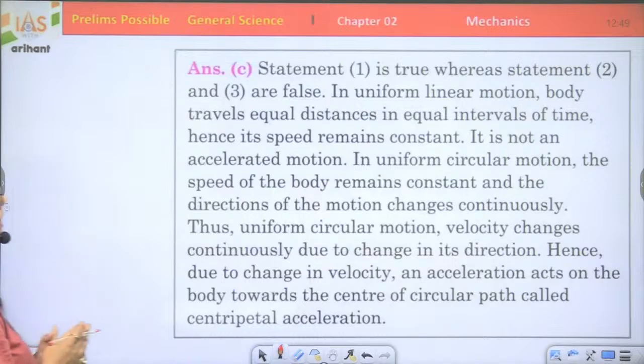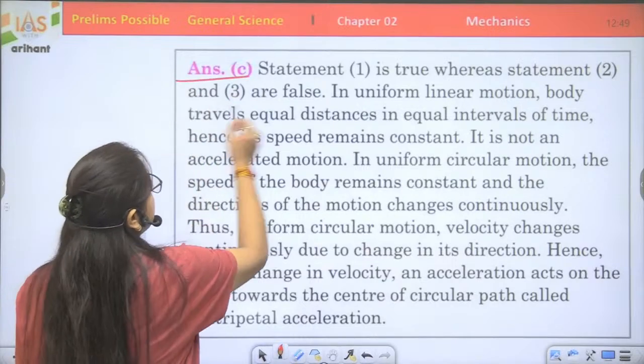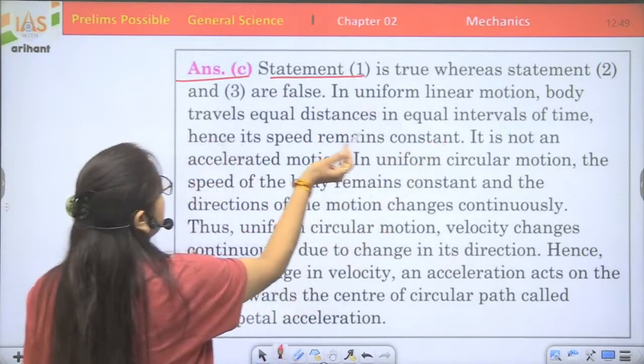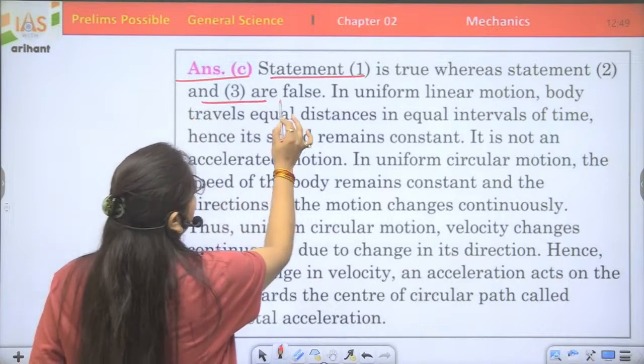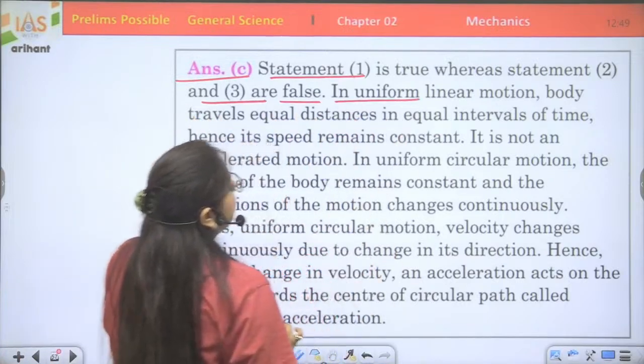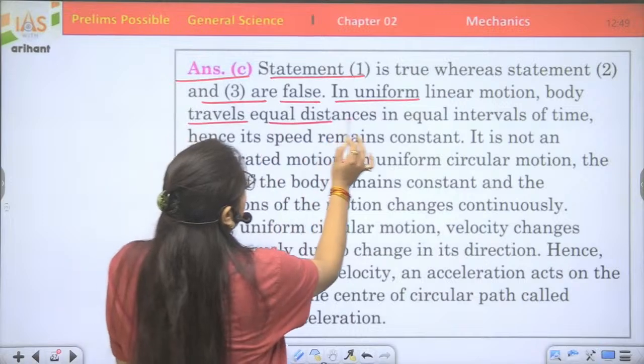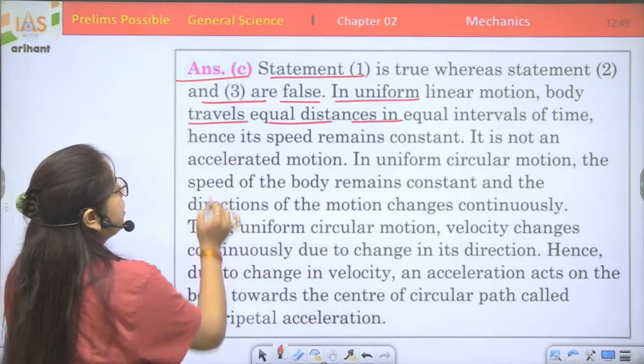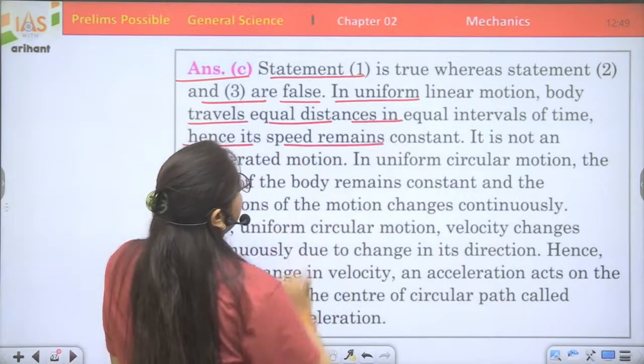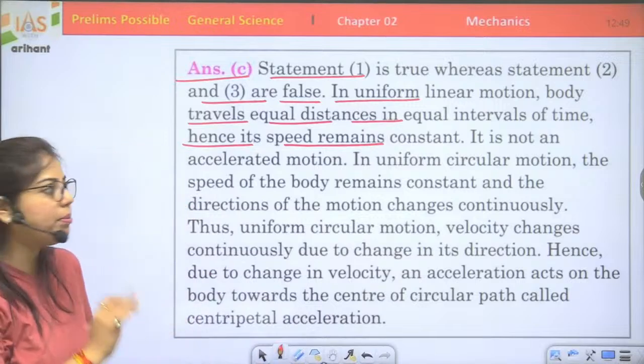Now check out the explanation. Answer C: statement 1 is true, whereas statements second and third are false. In uniform linear motion, the body travels equal distances in equal intervals of time, hence its speed remains constant. We talked about it, right?